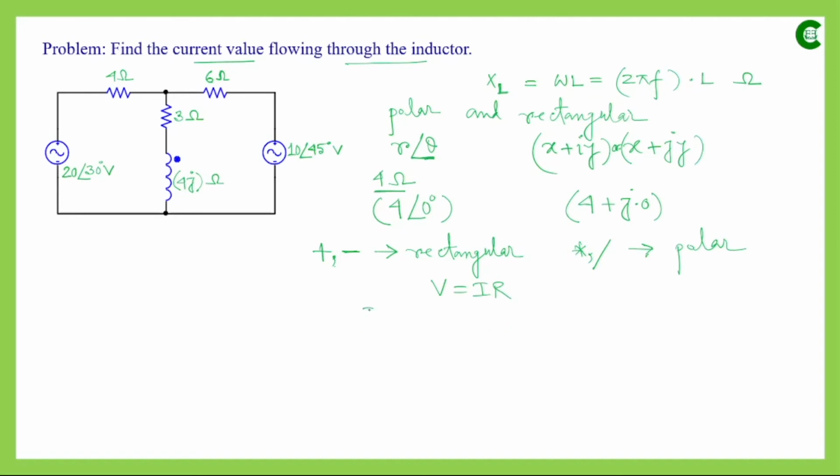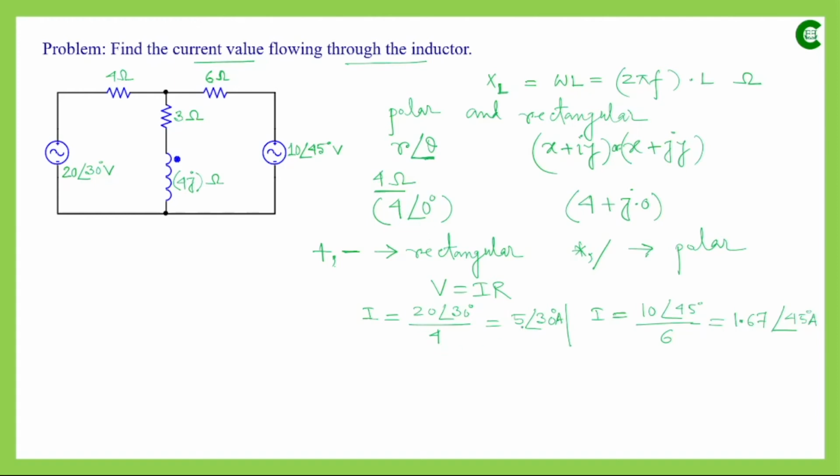So from this side, from left side, the current value will be V by R. So it will be 20 angle 30 degree divided by 4 ohm. So it will be 5 and then 30 degree. And from the right side, if we apply the source transformation rule and Ohm's law, the current value will be 10 angle 45, it is given in polar form, and then divided by 6. It will be directly 20 by 4, since 4 is the value of a resistance, so it doesn't matter whether it is given in polar or rectangular, because if we want to represent in polar format, it will be 4 and then 0 degree.